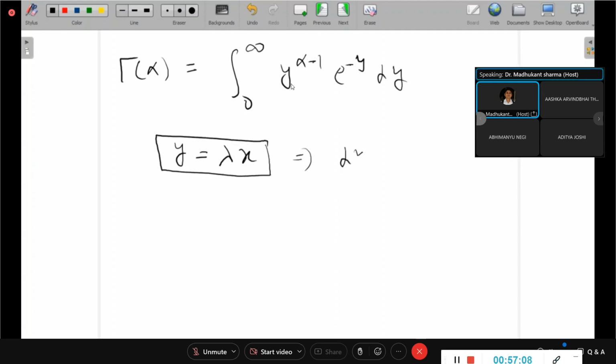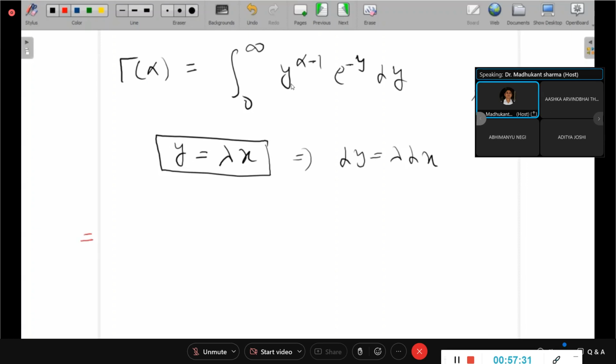So this implies dy equals lambda dx. Now, obviously lambda is greater than 0, I'm talking about lambda greater than 0. When y is equal to 0, lambda x is also 0. When y is tending to infinity, x is also tending to infinity. So the limits will remain unchanged.